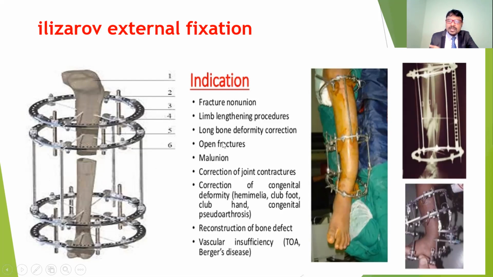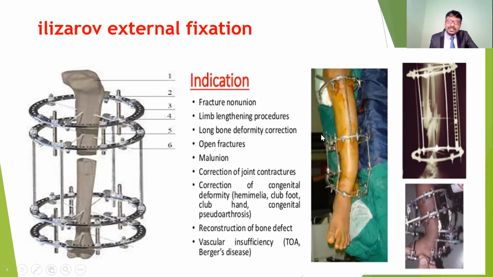And next is long bone deformity correction in case of, let's say, osteogenesis imperfecta, or maybe Paget disease, and in case of rickets. In these conditions the bone becomes curved, or arthrogryposis, where the curvature is going to be more. If you want to correct these, the Ilizarov technique is used to lengthen the bone and also to prevent the shortness of the bone.